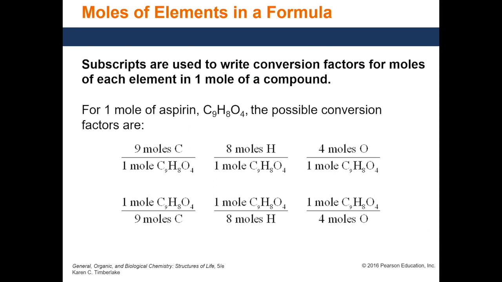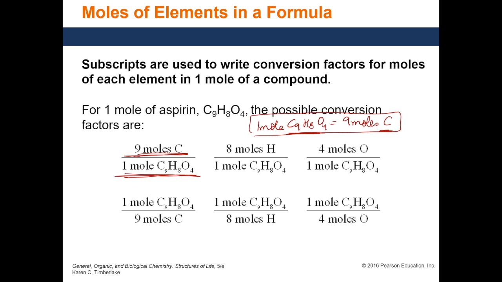Okay, so we can use this also as a conversion factor. For instance, 1 mole of C9H8O4 consists of 9 moles of carbon. So we can use this as a conversion factor: 1 mole of C9H8O4 is 9 moles of carbon. Okay, so this is your conversion factor if you want to figure out how many moles of any element are present in this molecule.